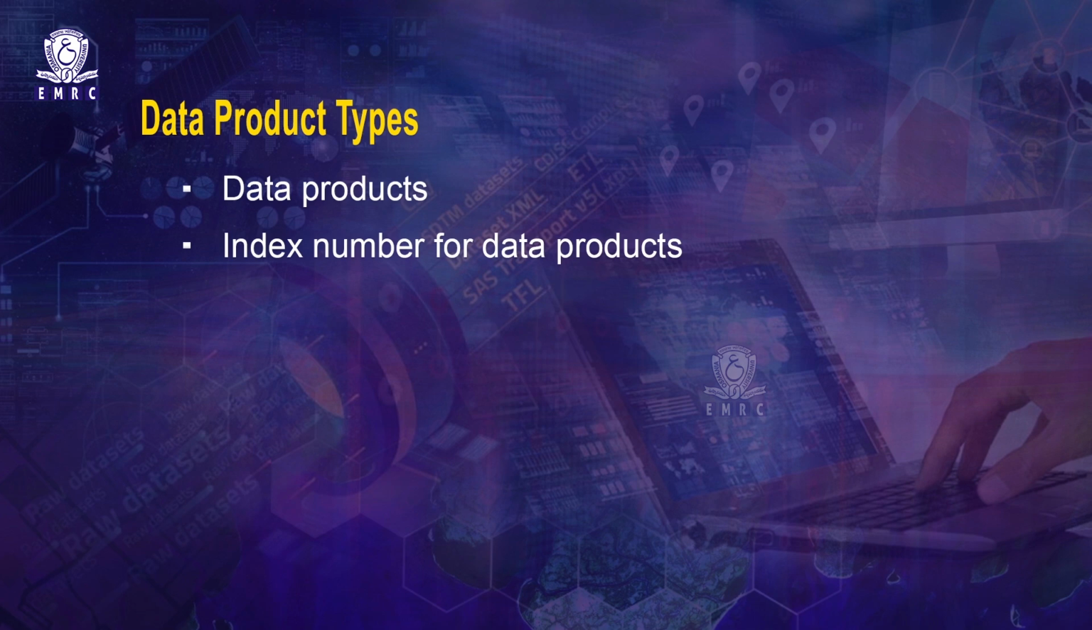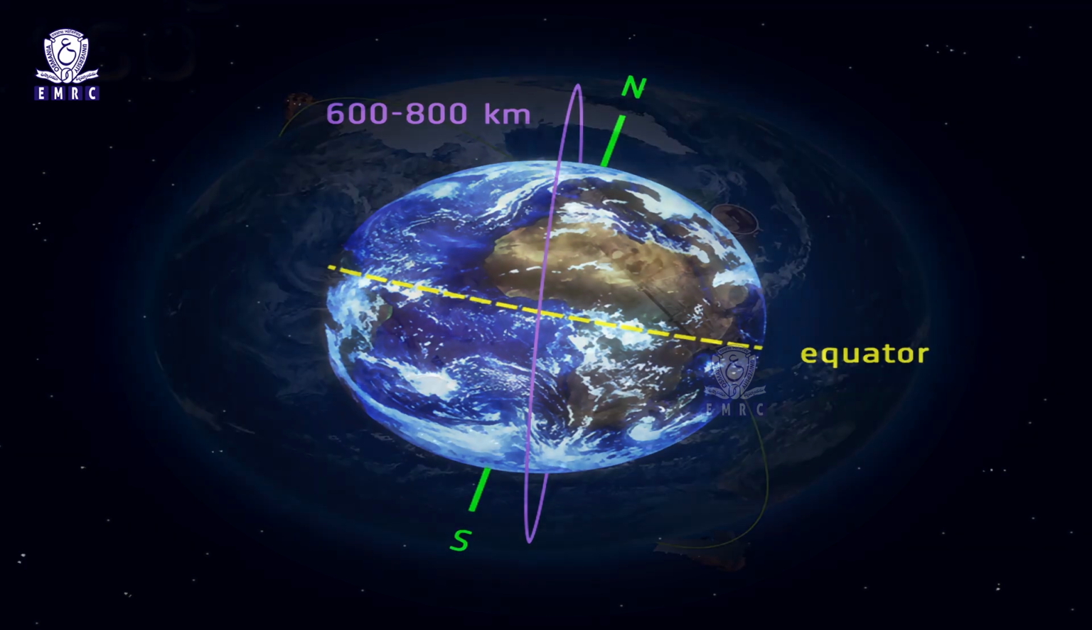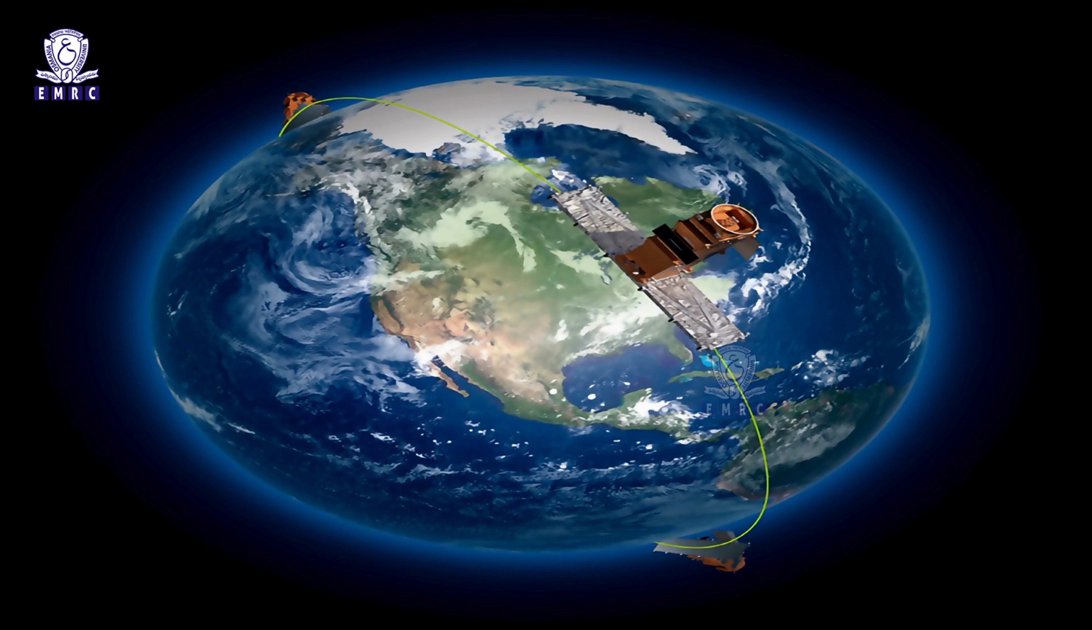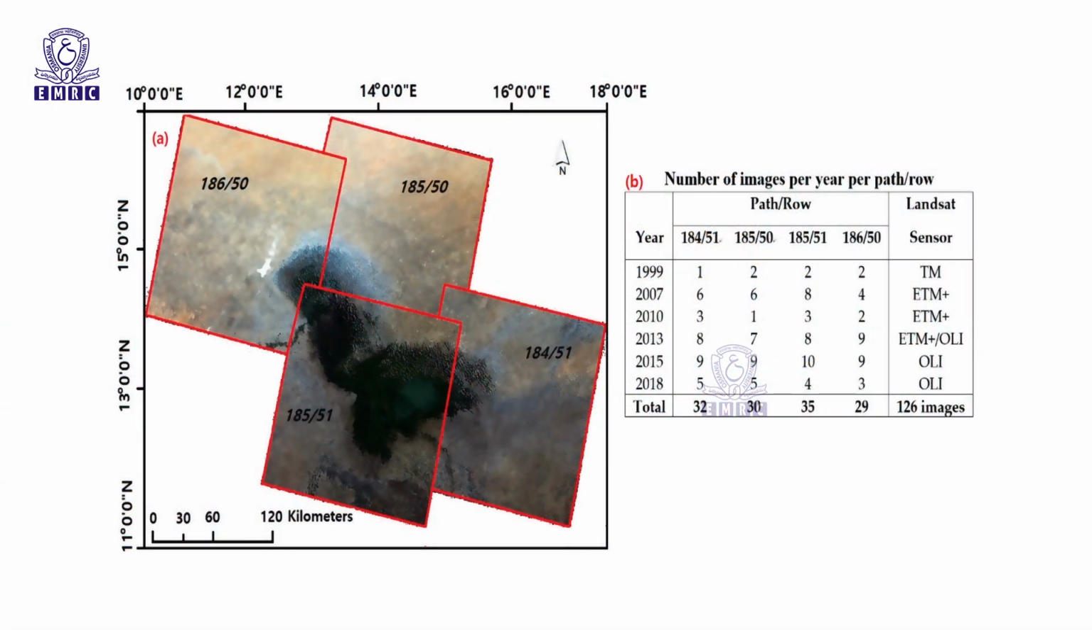Index numbers for data products. All remote sensing data products carry a specific index number. This index number is generated using the satellite path, which runs from the north pole to the south pole. This pole to pole path on the earth for each pass of the satellite is given a specific number called the path number or track number.